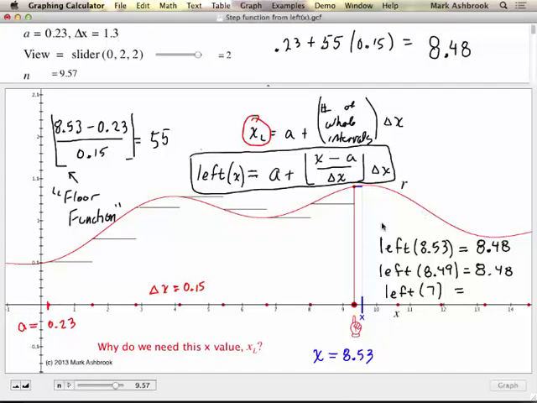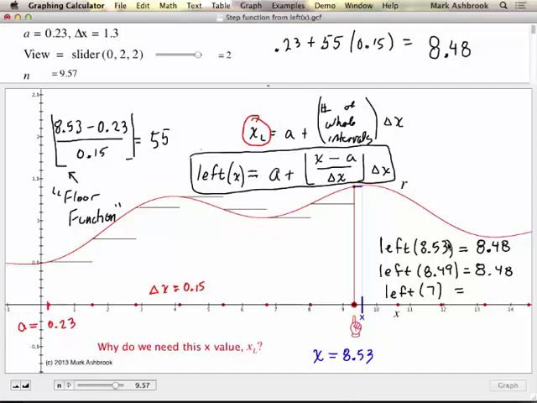So this left of x function takes an x and gives another x. We're not talking about R. It's not the rate. It takes x and gives another x. So it takes the current x value, which could be any x value, and gives the x value at the left side of the current interval.